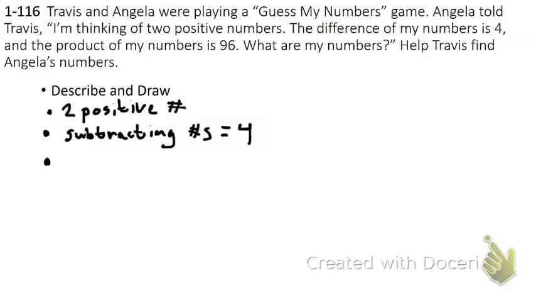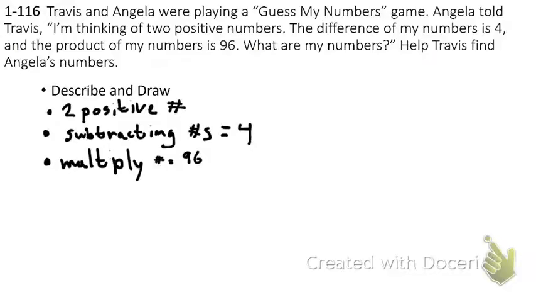The product refers to multiplication. So if I multiply these numbers, that is going to equal 96. Alright, so there's all of my important information. Now, this is just a purely numbers game. It's a bit harder to think of a diagram to draw here.